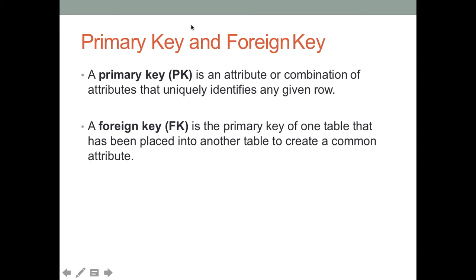Primary keys and foreign keys are another 2 very important concepts you must understand in database design. A primary key is an attribute or combination of attributes that uniquely identifies any given row in a table. That means identifying any given record in an entity. A foreign key, FK, is a primary key of one table that has been placed into another table to create a common attribute.